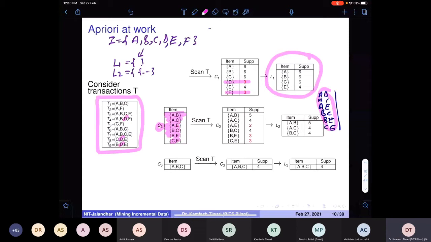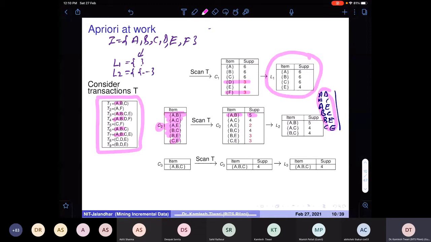For example, what is the support for AB? I have to find out here. So can you help me find out this? AB is here, AB is here, AB is here, AB is here, AB is here. The support for AB is 5. Am I missing somewhere? I think it is 5, okay. Yeah. Support for this is 5.